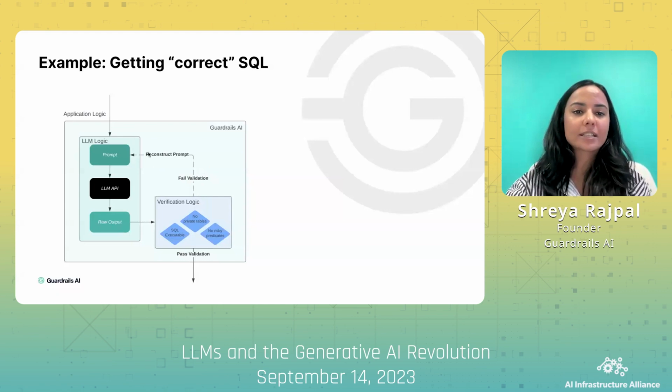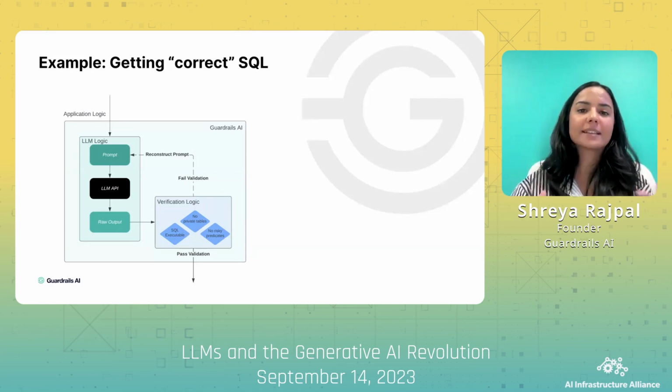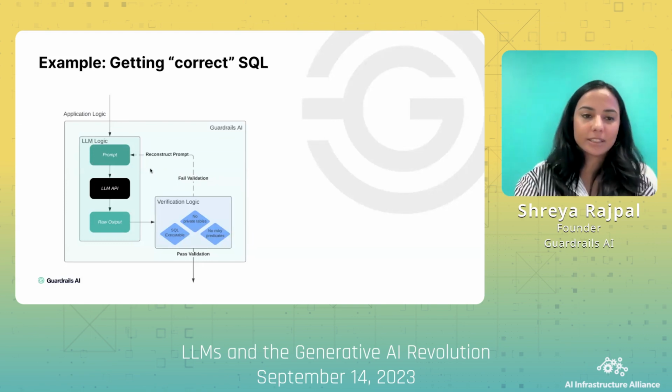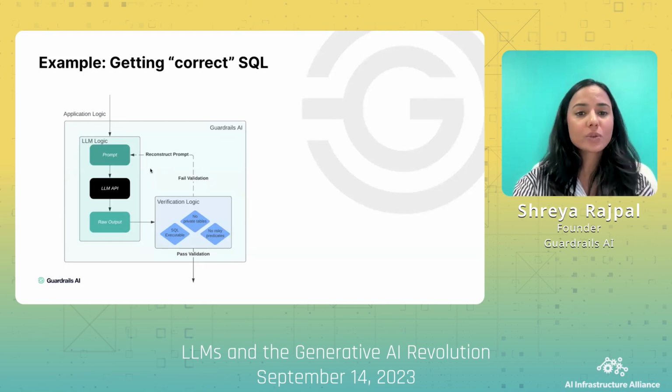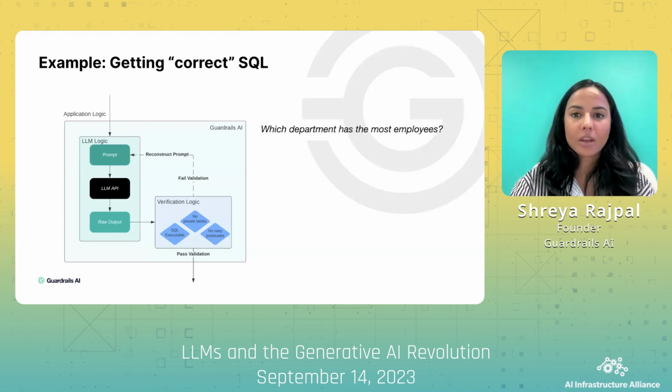Otherwise, if it fails, we use LLM re-asking, which is this wonderful capability of LLMs where if you give it enough context, it has the ability to self-correct. And we utilize this ability. Cool, so let's do a run through of what this application looks like. We're going to use a very toy example of building this. Let's say a user comes onto our application and has the question, which department has the most employees?